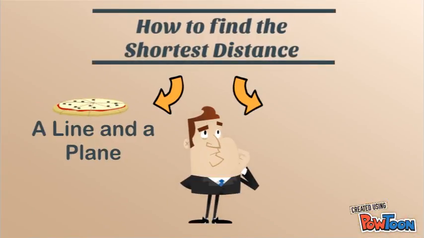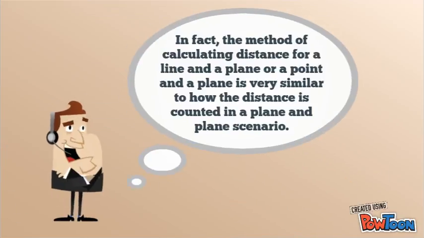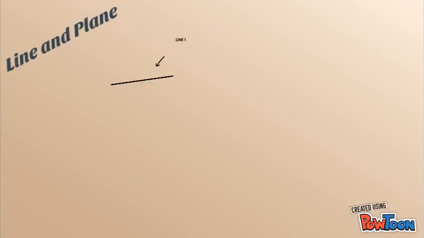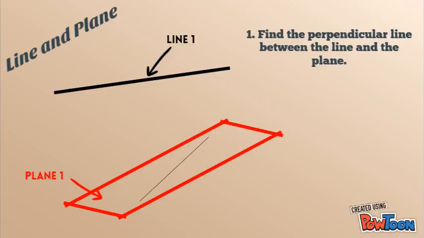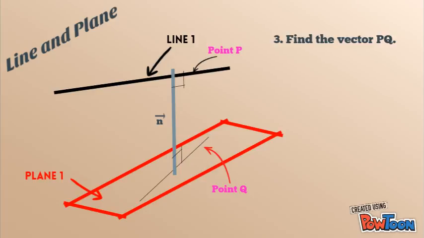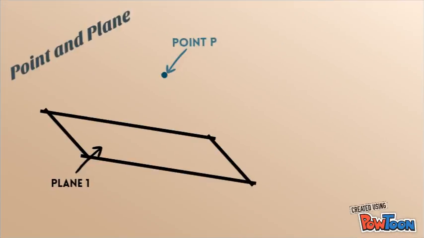Other than that, the shortest distance can also be found between a line and a plane, or a point and a plane. In fact, the method of calculating distance for a line and a plane, or a point and a plane, is very similar to how the distance is calculated in the plane and plane scenario. Say you are given a line and a plane. First, you need to find the perpendicular line between the line and the plane by cross product. Then, find one point on each, say point P on the line and point Q on the plane. Thereafter, find the vector PQ. Finally, apply the projection equation after you have all the information.